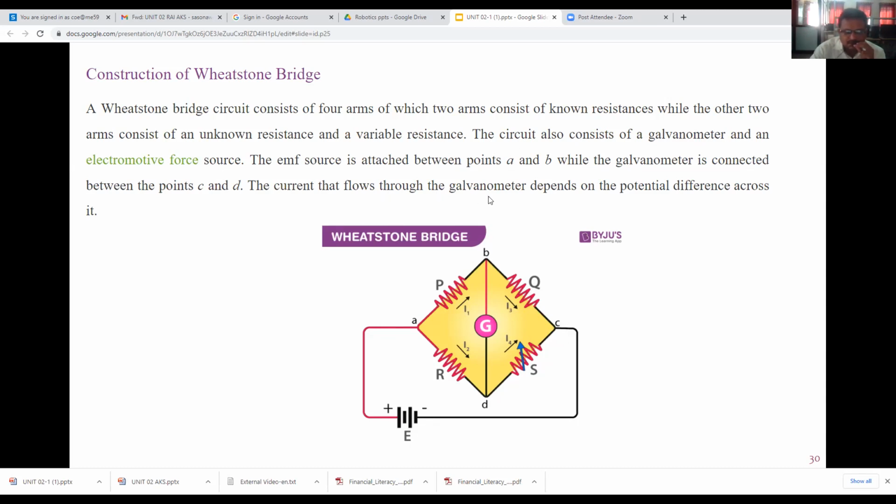The current that flows through the galvanometer depends on the potential difference across it, and it varies when we change this variable resistor. Now, you know that with the help of this battery we can pass electric current through this Wheatstone bridge, and that current is divided into I1, I2, I3, and I4.